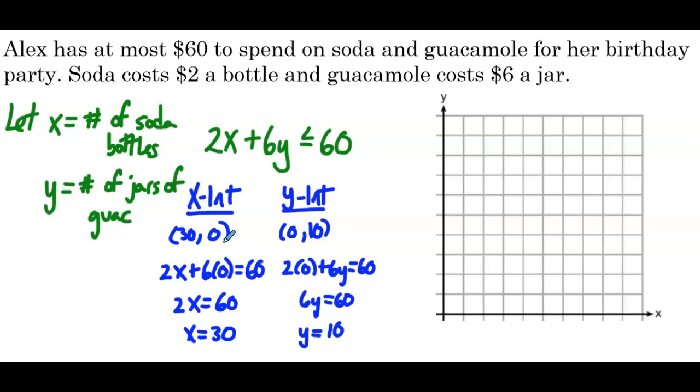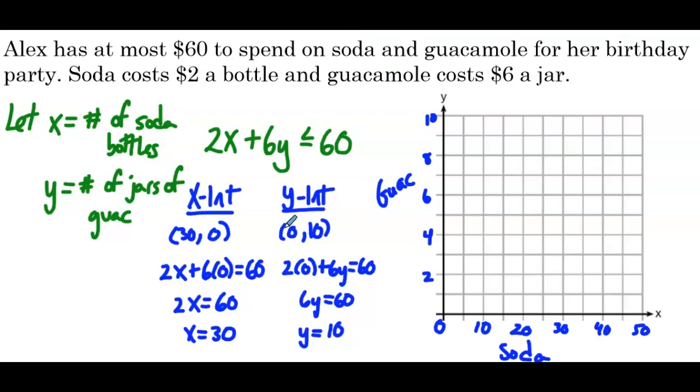So on the x-axis, we need to fit the point 30, 0. So scaling by 5s, I think, would work nicely. So every 2 boxes is going to be 10. And on the y-axis, we don't have to scale at all. We can just go by 1s. So I'll go every 2 boxes, I'll label 2, 4, 6, 8, 10. So every box is 1. We need to label what each axis represents. So the x-axis represents soda. The y-axis represents the guac.